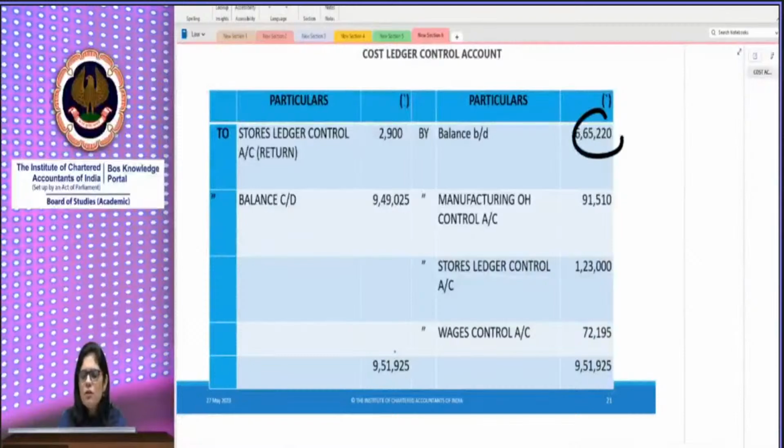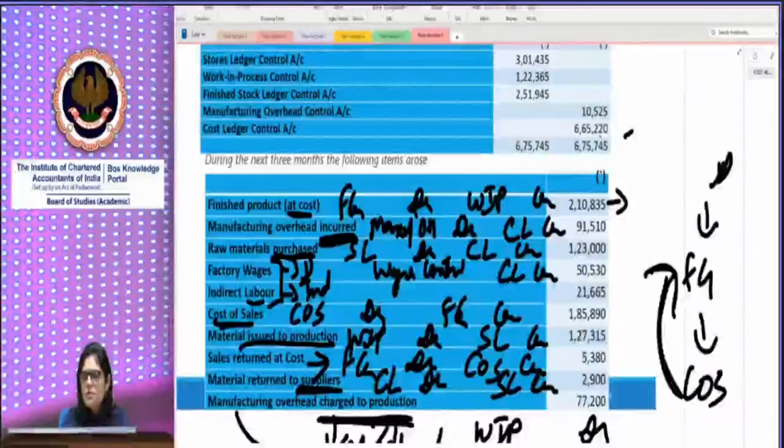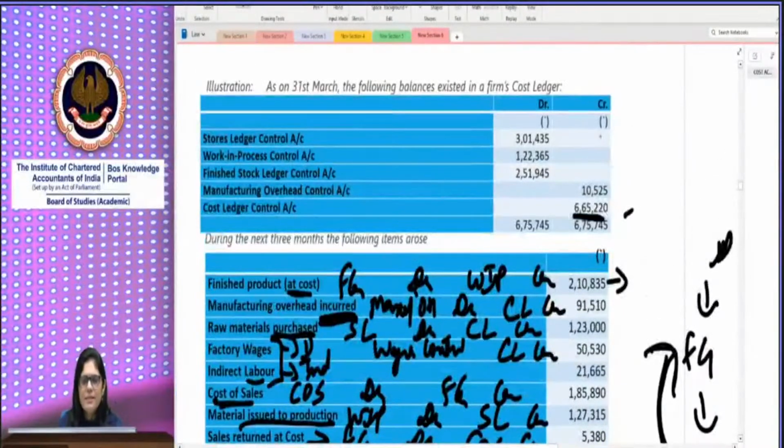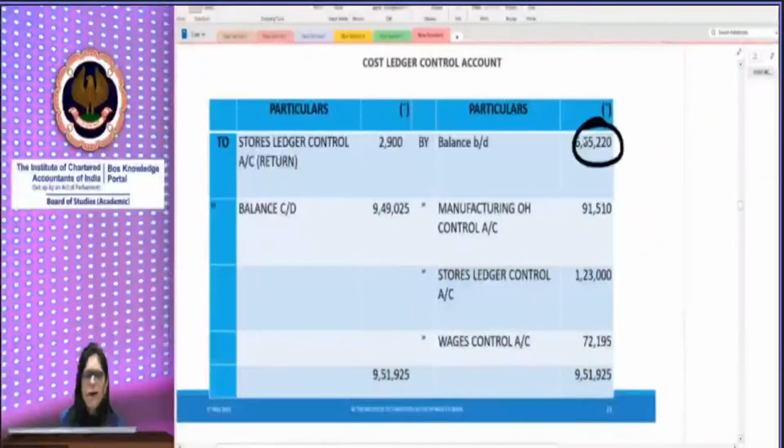This was the closing balance. You remember, balance brought down, the credit balance. I'm just showing you the question. Move to the question. Just look at the question here. You can see these are the closing balances. So cost ledger control account 665,220, the credit balance. Clear? So this is the credit balance. Credit balance will be here.